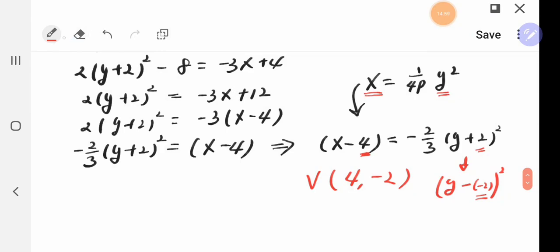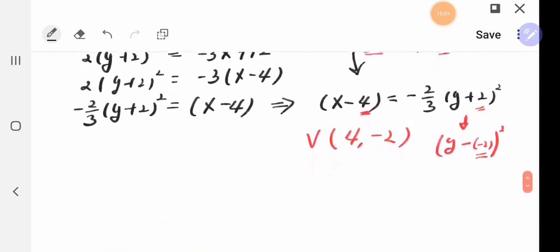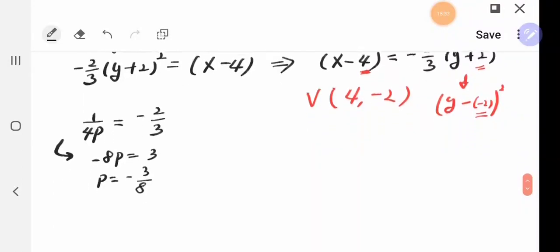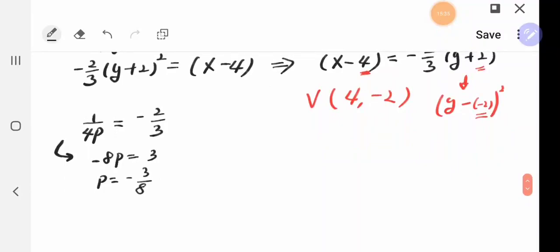If you graph it, it looks like this. Okay, let's find the focus. 1 over 4p should be equal to the coefficient of this y squared, so negative 2 over 3. From this equation we can find p. Cross multiply, so negative 8p is equal to 3. So p is equal to negative 3 over 8. So the focus distance is negative 3 over 8.